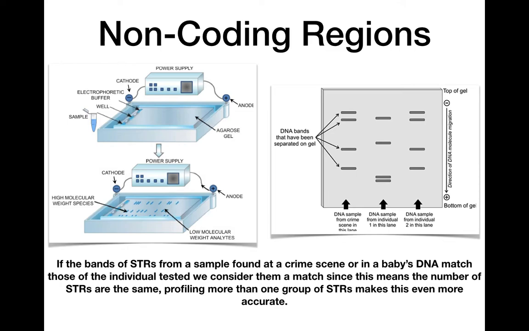So if bands of STRs match those of the individual testing, we consider them a match, because the number of STRs are the same. If we can look at more than one sample of STRs, we get even more accurate matches, often used for paternity testing, for crime scene analysis, that kind of thing, looking at individuals to see what is in common and what is not.